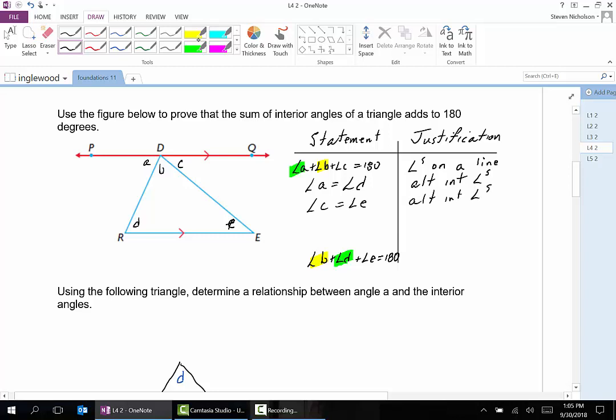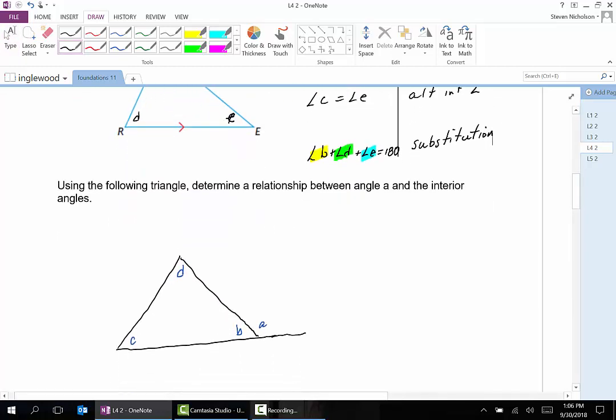And finally, given that we have that, we can plug in D for A, we can plug in E for C, and in mathematics, plugging in is called substitution. So that's all I've done. I've used 2 properties that we know, and we have proved that it doesn't matter what the angles are, they will add up to 180 degrees.